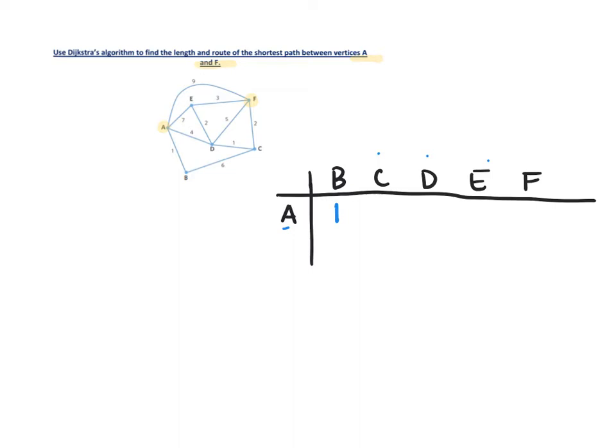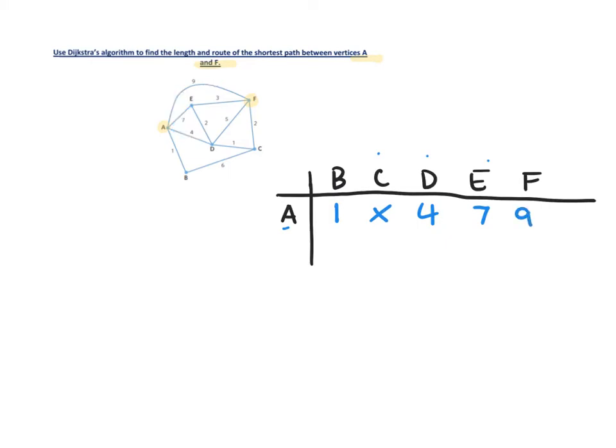From A to C, there's no direct connection. It only goes through other vertices, so we're going to put a cross there. From A to D, we do have that connection there of 4. Then from A to E, we've got a connection of 7, so we're going to put that one in. And from A to F, we've got this one around the top, so we're going to put 9 in.